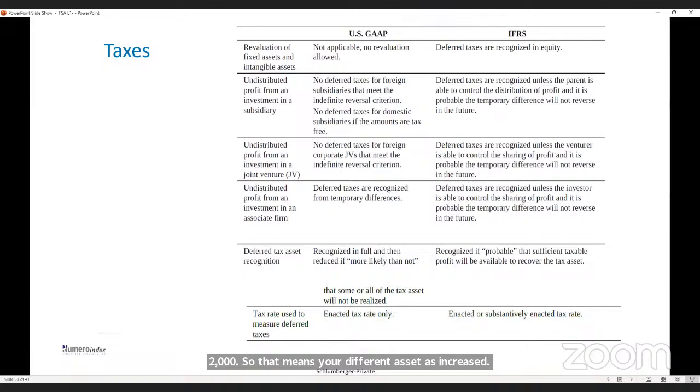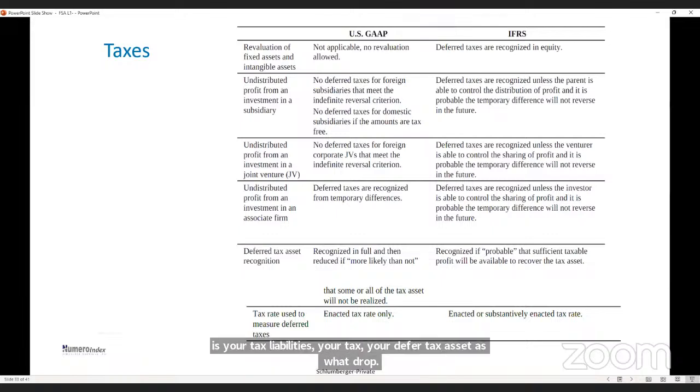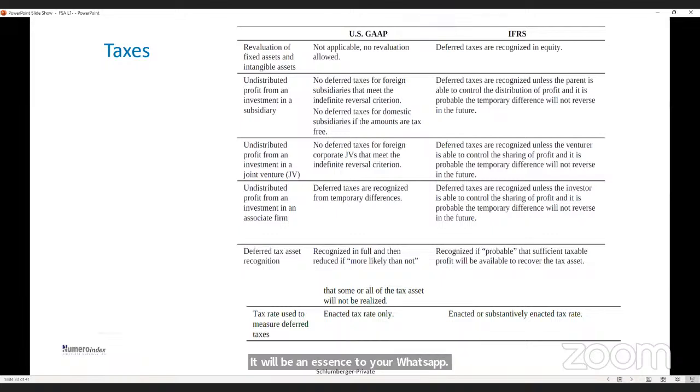But if it has dropped, so that means your deferred tax asset has what? Dropped. It will be an expense to your what? Income statement. This happened to Manchester United some years back, where they reported a huge profit, but it was mainly from a deferred tax asset point of view, because there was a change in what? Tax rates in the United Kingdom.